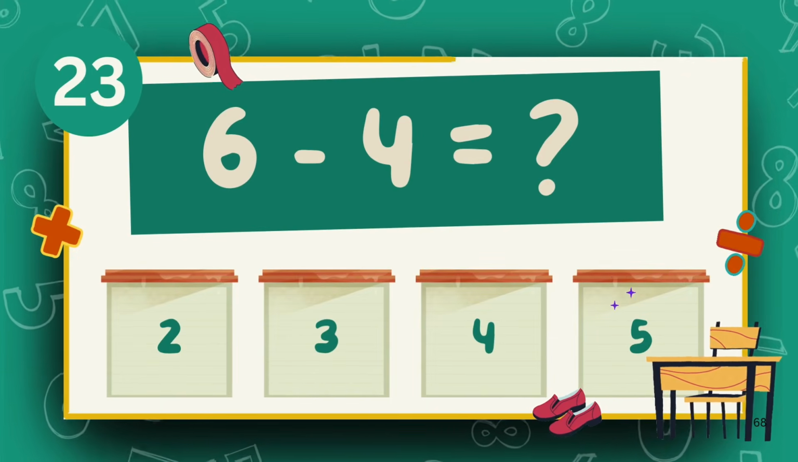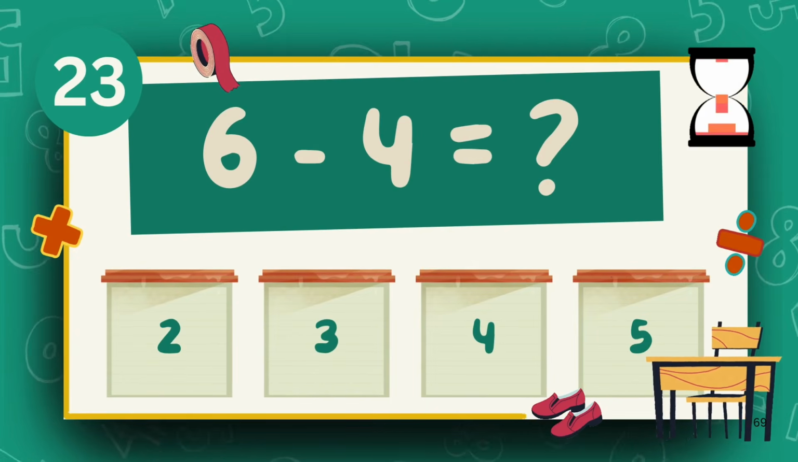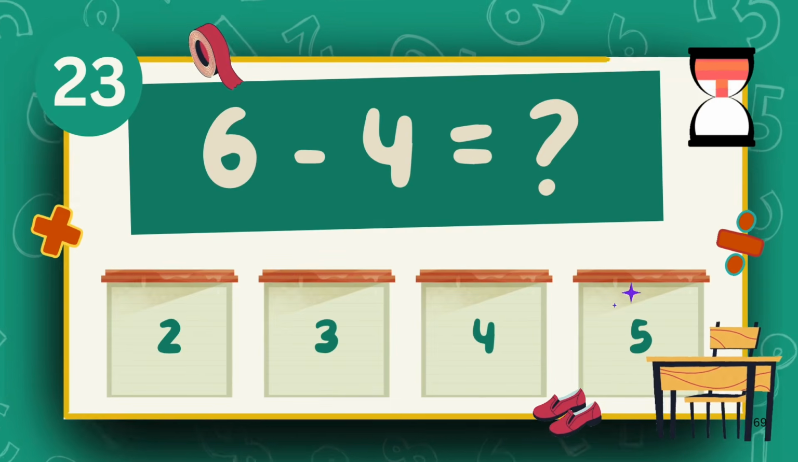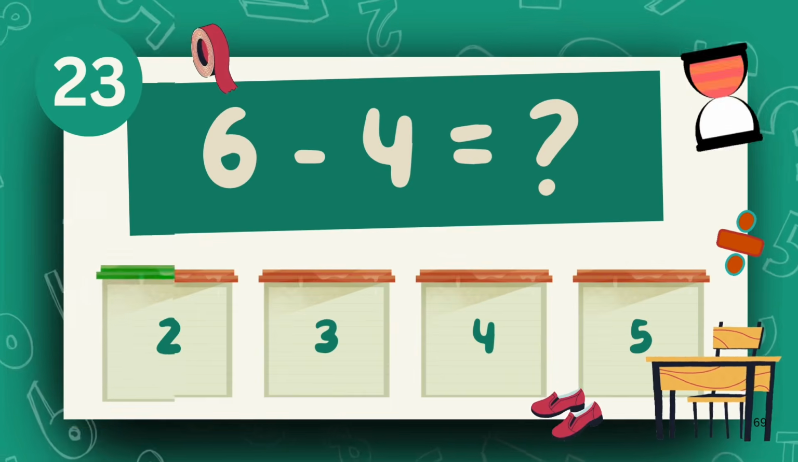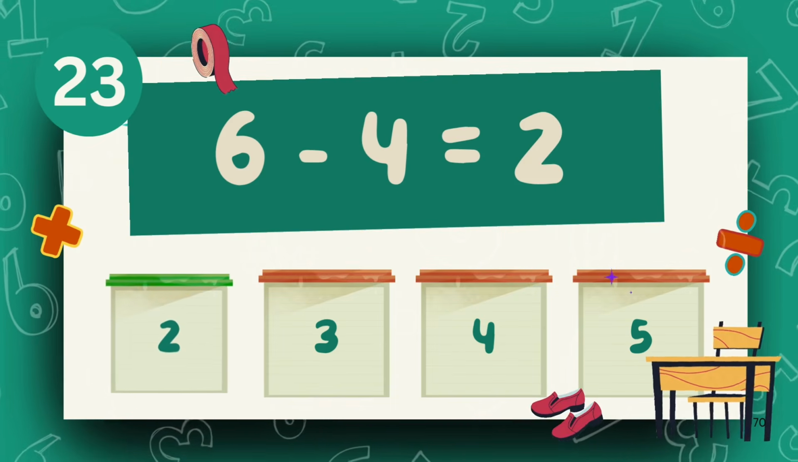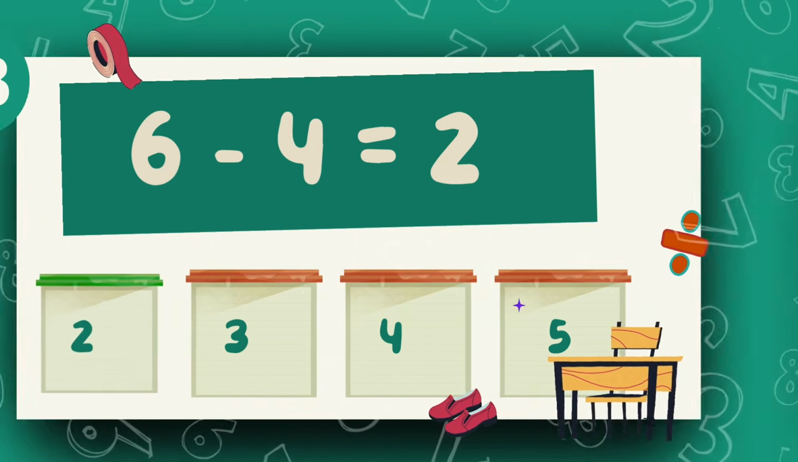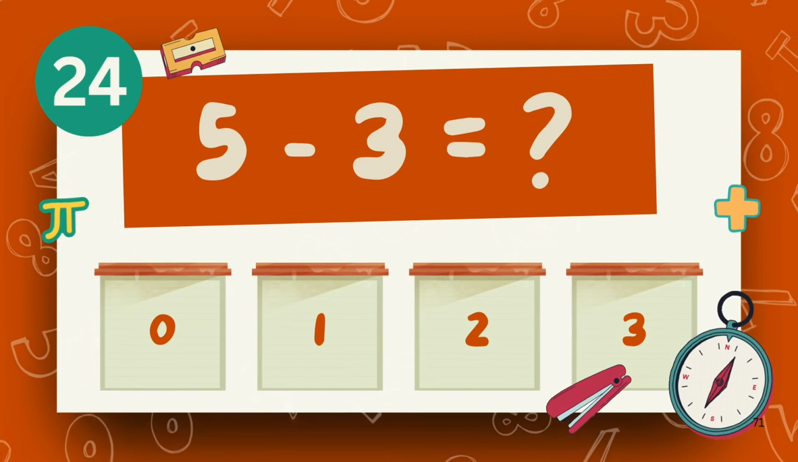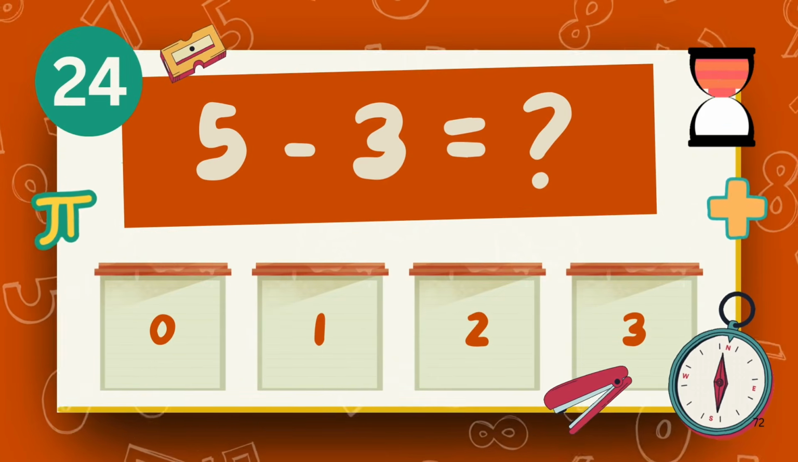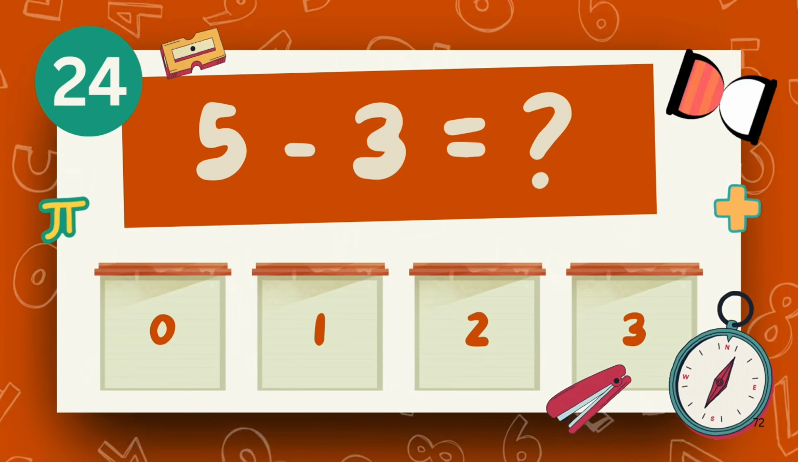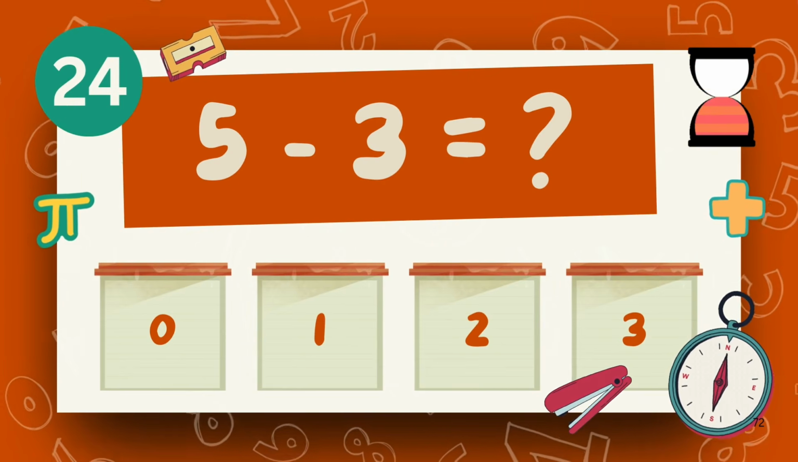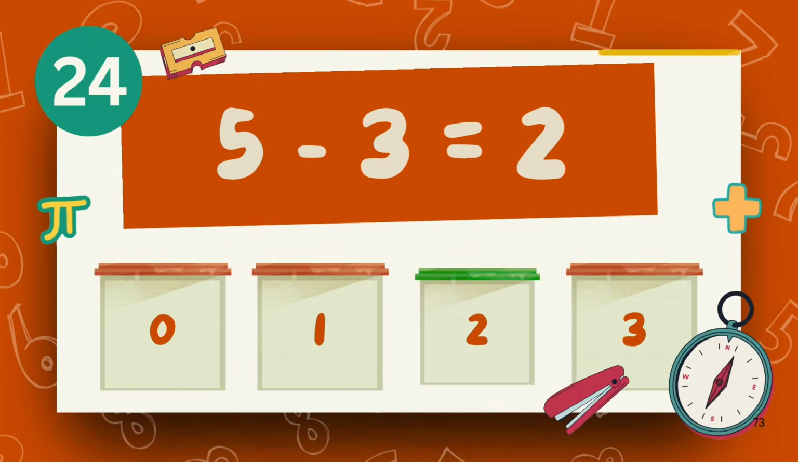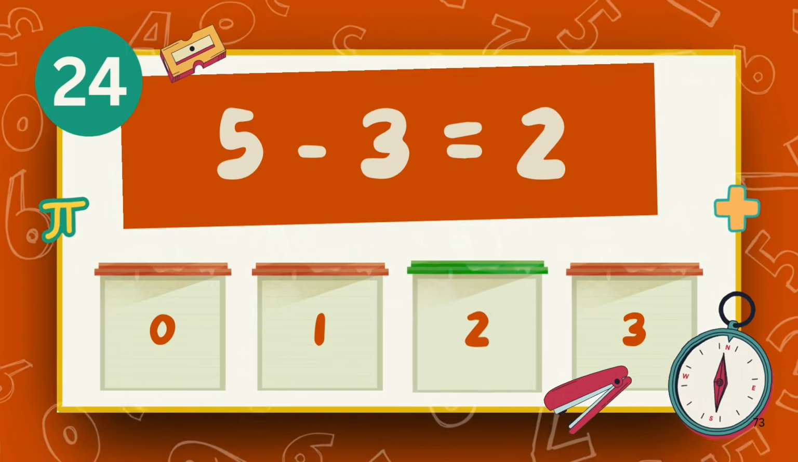What is 6 minus 4? The answer is 2. What is 5 minus 3? The answer is 2.